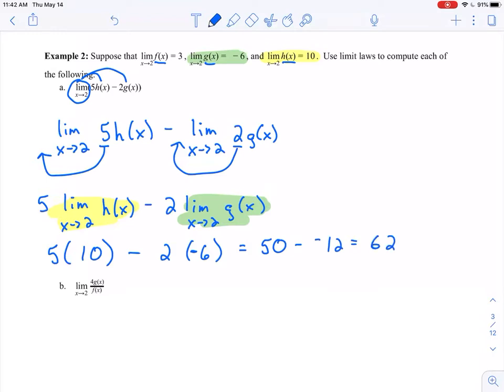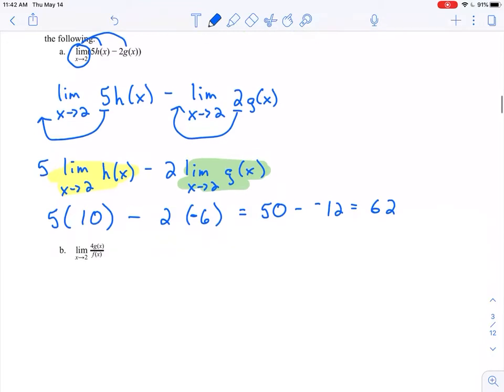And this is essentially what we're doing. We're just taking these limit laws and applying them. I would encourage you to do them one step at a time for right now. As you get more comfortable, yes, you will probably be able to jump ahead and do more than one at the same time. When we're very first starting off, though, I would encourage you to take your time and go slowly through these. So let's look at our next one here.